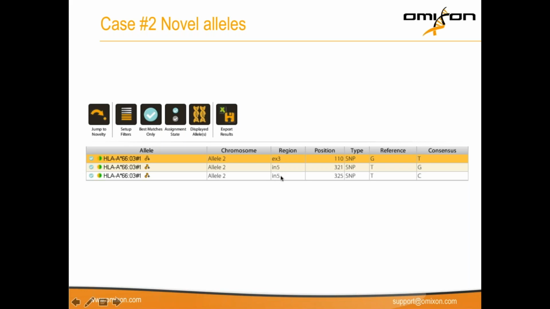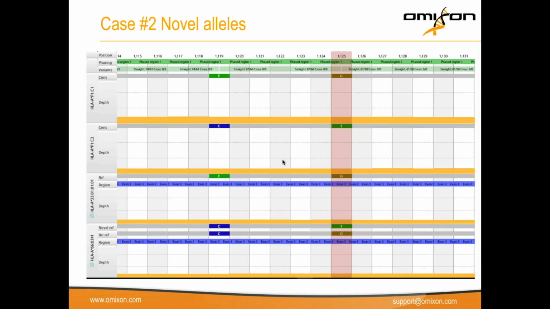We are interested in the one located in exon 3, as this one may have an impact on the amino acid sequence in the key region. Select the first row and click on the Jump to Novelty button to check the new SNP in the genome browser. You will be redirected immediately to the genome browser to the novel position.